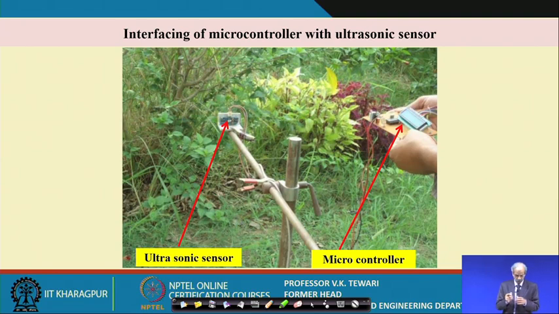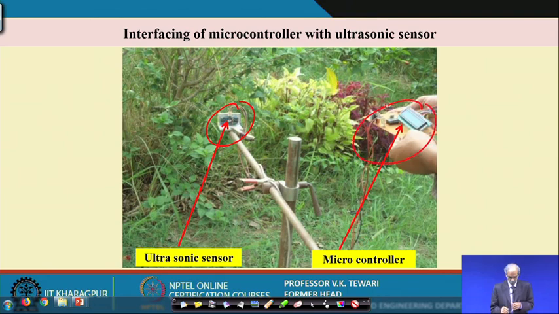So, here the concept is that there is a microcontroller in this. You can see that there is an ultrasonic sensor kept over here, and there is a microcontroller here. Now these two will synchronize and do the job. The sensor will give the information, and then the microcontroller will process the information, and then inform the other systems in the process. I will come to that later.